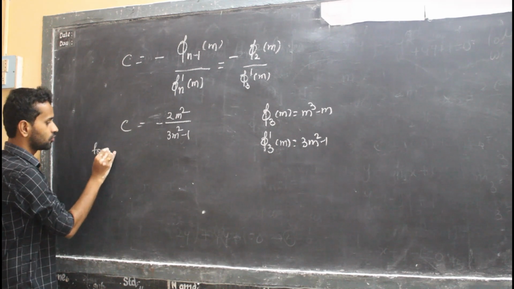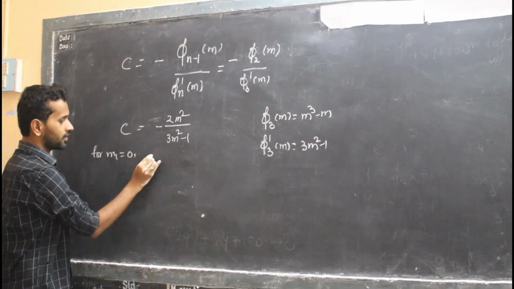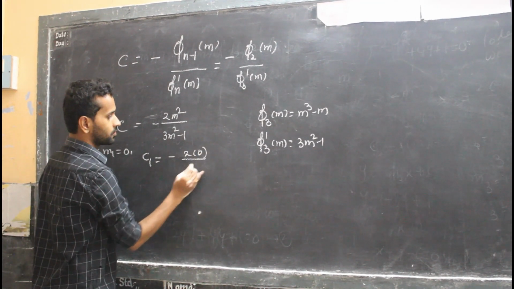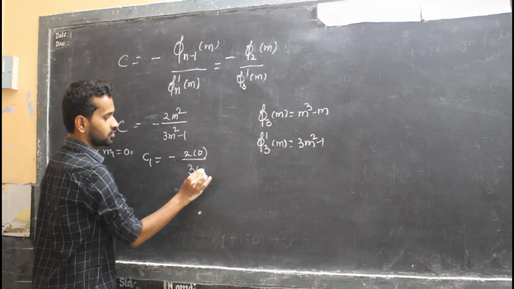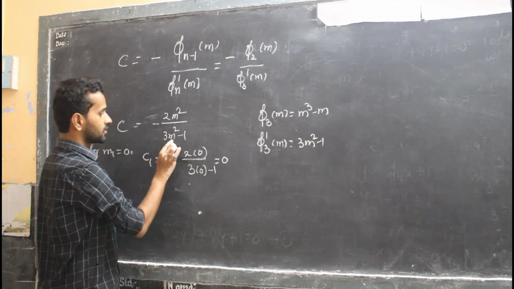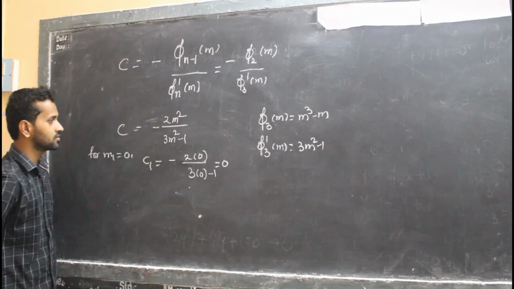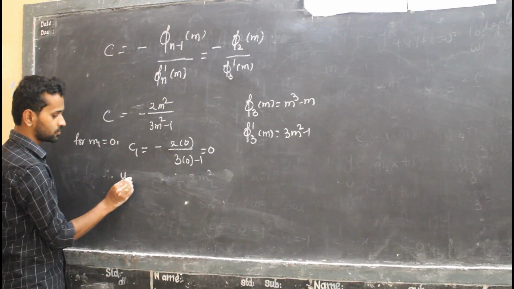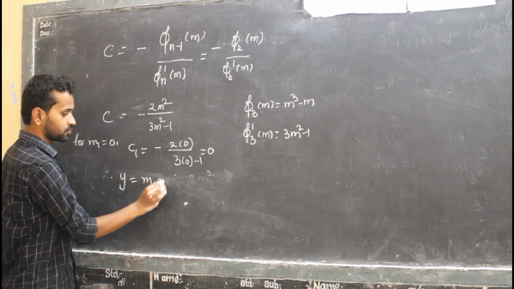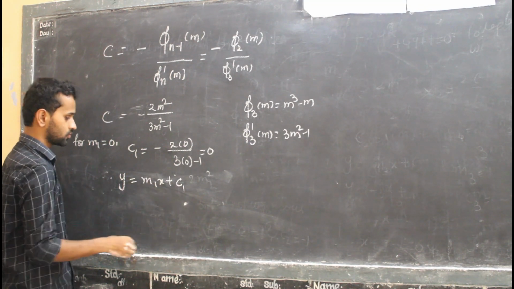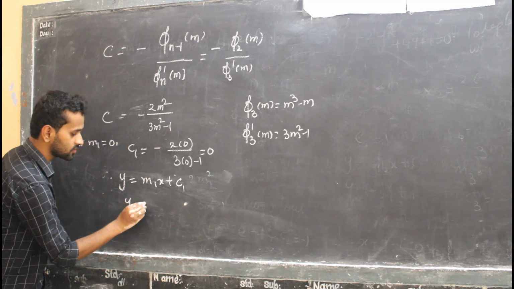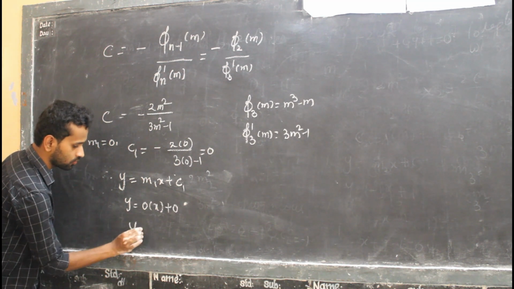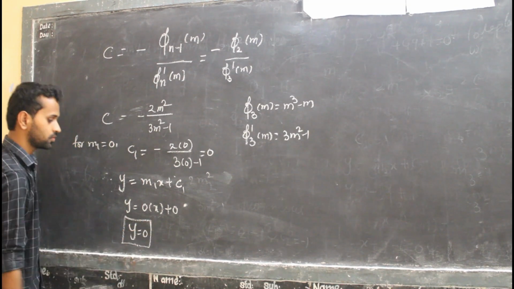Now for m1 equal to 0, I am finding c1. c1 equal to minus 2 times 0 divided by 3 times 0 minus 1, that becomes 0. Replacing m1 as 0 for the asymptote, the asymptote y equal to m1 x plus c1. So y equal to 0 into x plus 0. This becomes y equal to 0. This is one asymptote we found.